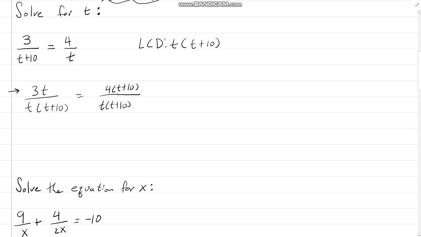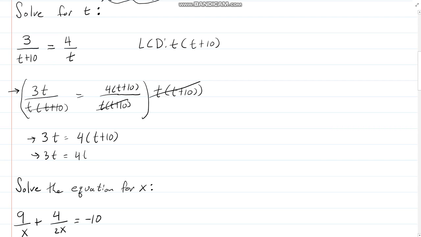All right, so both sides of the equation, everyone is over the same denominator. They're over the LCD. So I'm going to multiply the whole equation by that denominator, and what's going to happen is it just totally reduces. So we find that we have 3t equals 4t plus 40. We can kind of simplify that, but it's getting a lot easier.